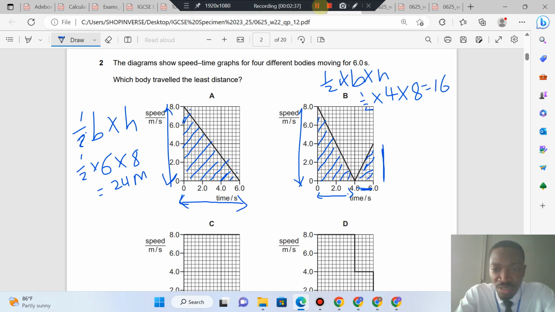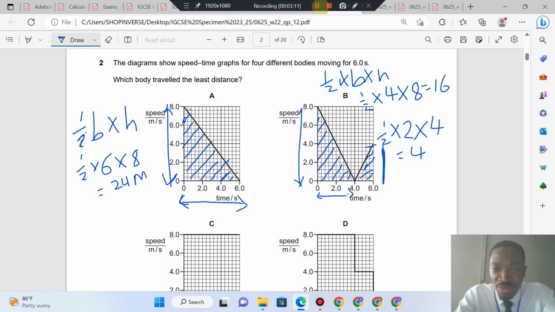Now let's do it for the smaller triangle, okay? The base of the smaller triangle is from 4 to 6, which is equal to 2, okay? And the height, from bottom to top, is 4. So the smaller one will be half times base, that will be half times 2 times the height, which is 4. Half times 2 times 4 will give us 4.